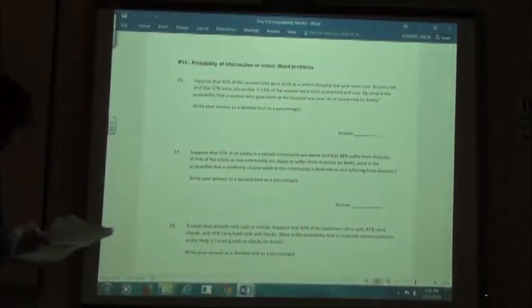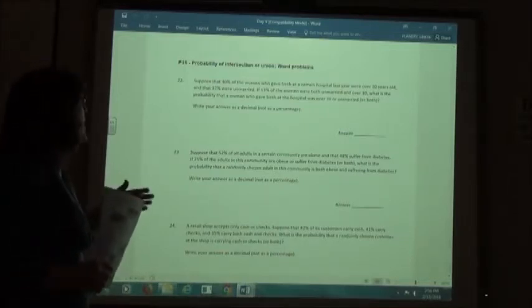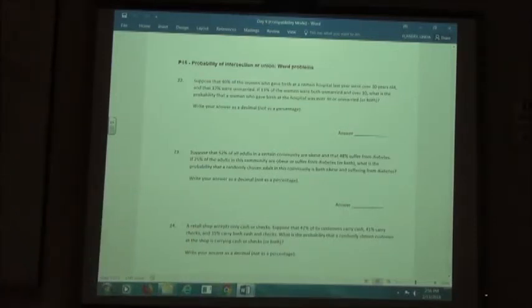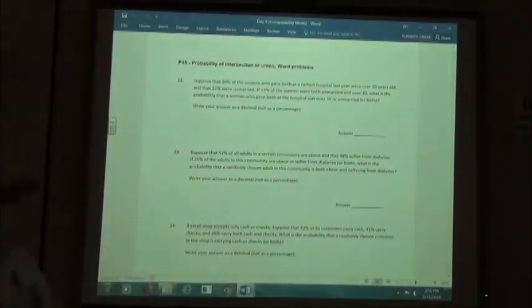All right. Number 22, suppose that 40% of the women who gave birth at a certain hospital last year were over 30 years old, and that 37% were unmarried. If 13% of the women were both unmarried and over 30, what is the probability that a woman who gave birth at the hospital was over 30 or unmarried or both?